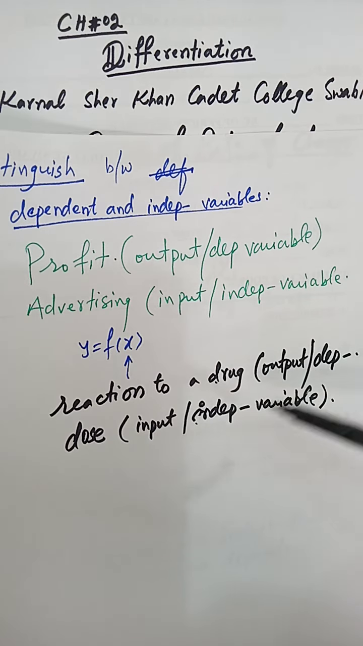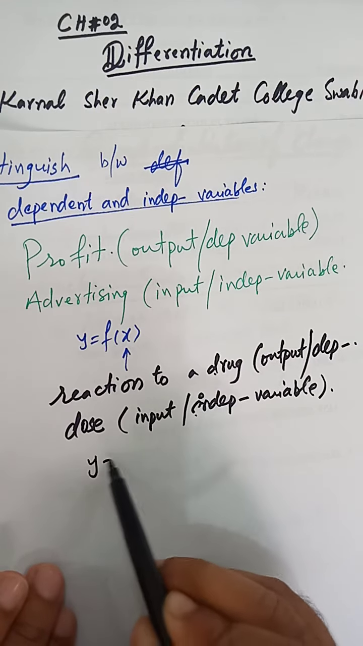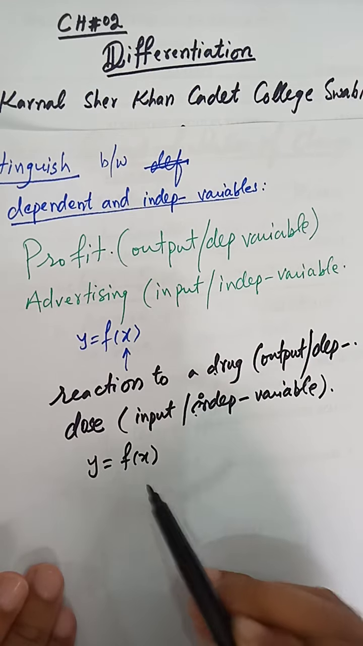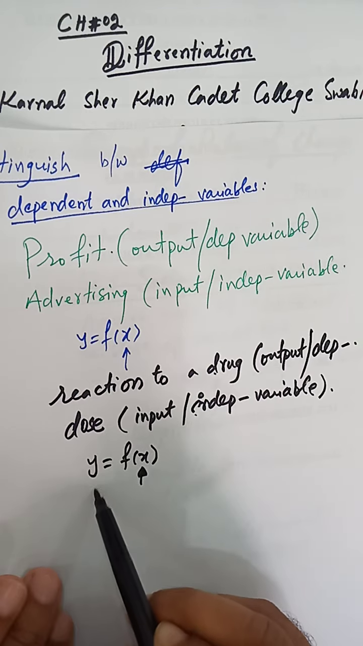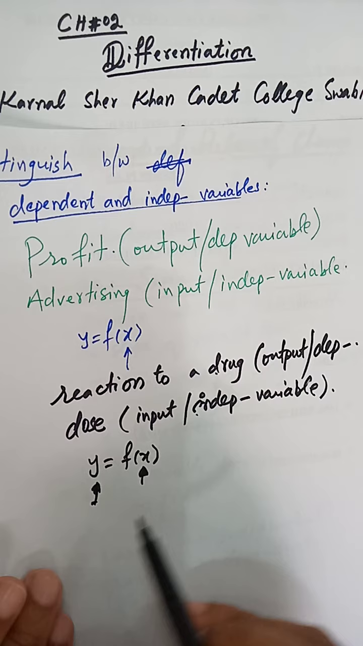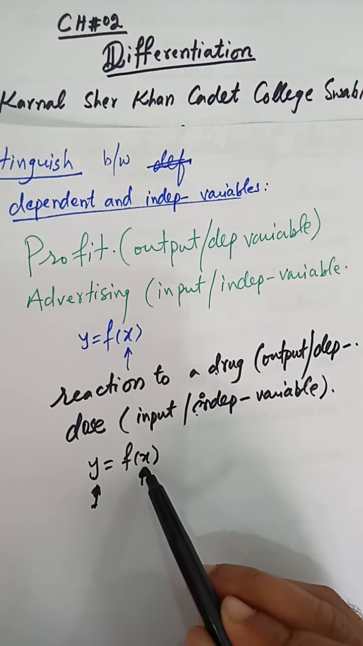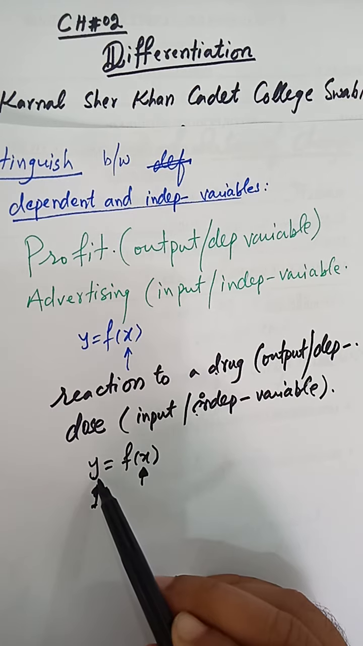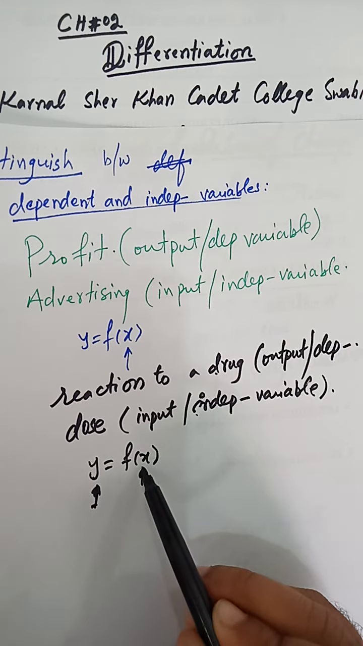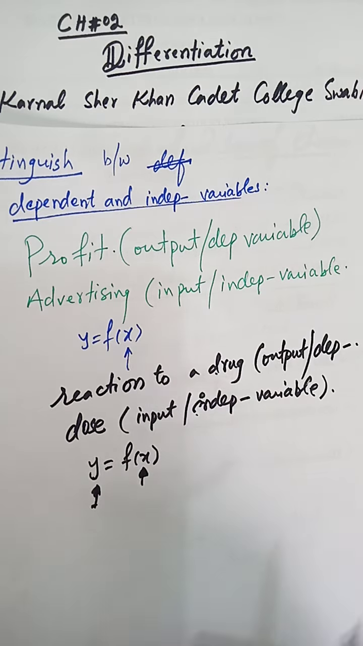Output means dependent variable and input is independent variable. So in mathematics we write y is equal to f of x. X is the independent variable and y is the dependent variable. When you plug in x, the function f operates on that x and gives the value of y. So for each x we must have a unique y. That is the definition of the function that we discussed earlier.